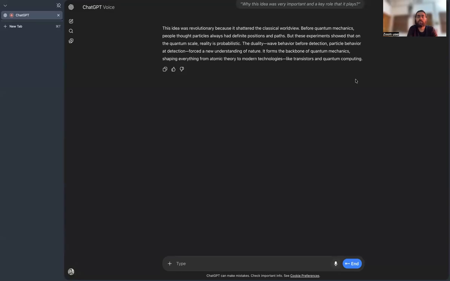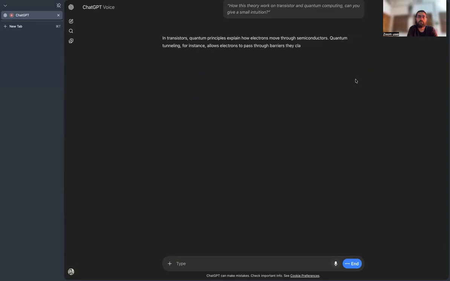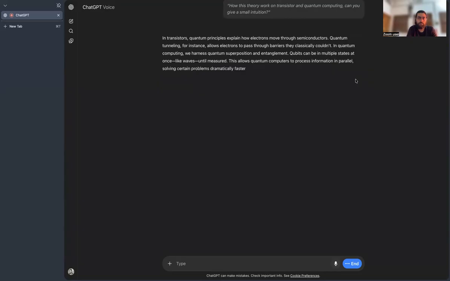How does this theory work in transistors and quantum computing? Can you give a small intuition? In transistors, quantum principles explain how electrons move through semiconductors. Quantum tunneling, for instance, allows electrons to pass through barriers they classically couldn't. In quantum computing, we harness quantum superposition and entanglement. Qubits can be in multiple states at once, like waves, until measured. This allows quantum computers to process information in parallel, solving certain problems dramatically faster than classical computers. In both, quantum behavior gives us control and capabilities we can't get from classical physics.